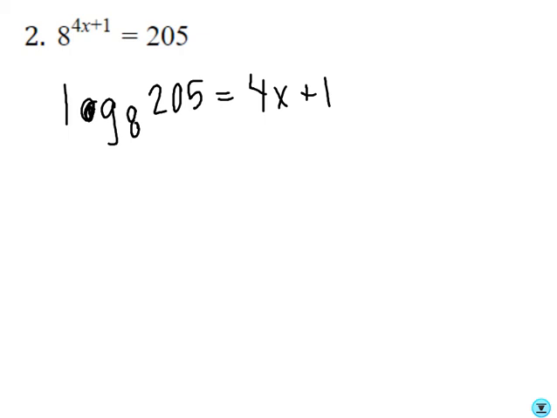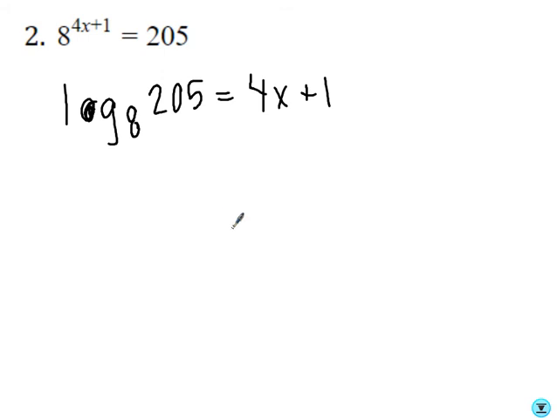You can evaluate the log base 8 of 205 if you would like. If I'm not mistaken, it does give you a pretty fairly nice answer. But you can also just leave it. If it happens to give you a really convoluted decimal, then just leave it how it is. And in this case, it does. So I'm just going to leave it log base 8 of 205.